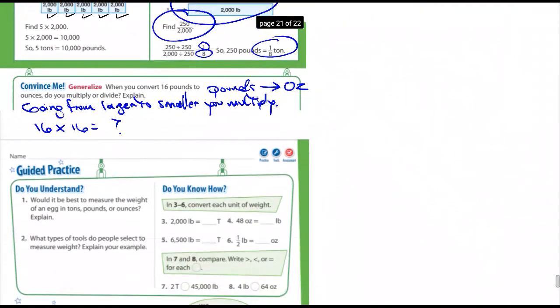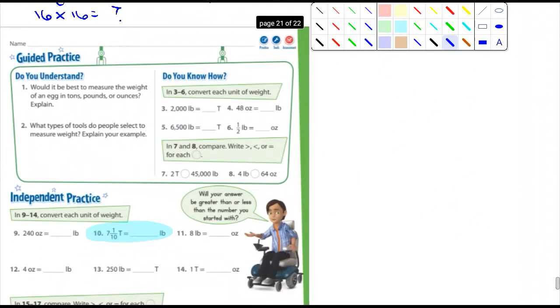Let's drop down to the guided practice. It says, would it be best to measure the weight of an egg in tons, in pounds, or in ounces? What do you think, Mr. Fall? Ounces. Yeah, I think so. A pound's a bit much, and obviously a ton is way too much. So ounces, I'll just put OZ.